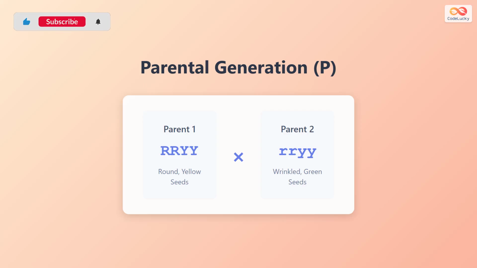Now let's set up our dihybrid cross by identifying the parental generation, abbreviated as P. Parent 1 has the genotype RRYY, meaning it is homozygous dominant for both traits. This parent produces round, yellow seeds. Parent 2 has the genotype rryy, meaning it is homozygous recessive for both traits. This parent produces wrinkled, green seeds. When we cross these two parents together, we can predict what their offspring will look like by analyzing how these alleles combine.